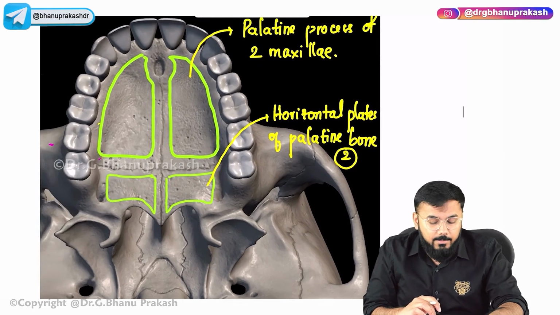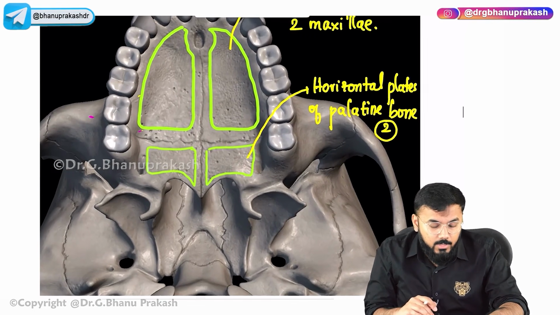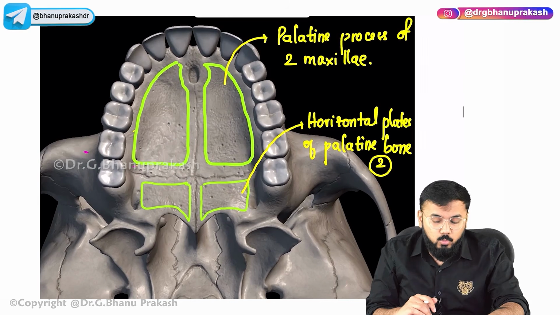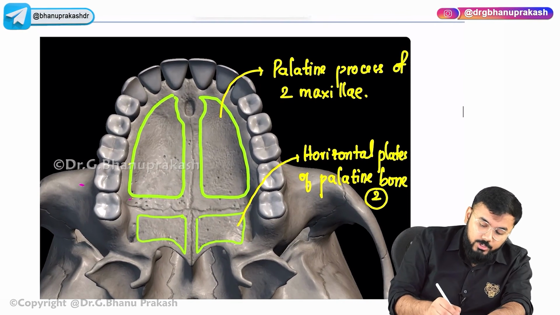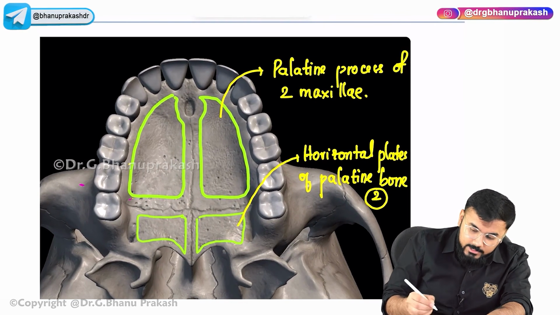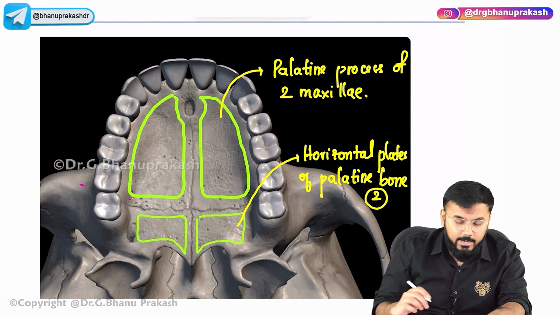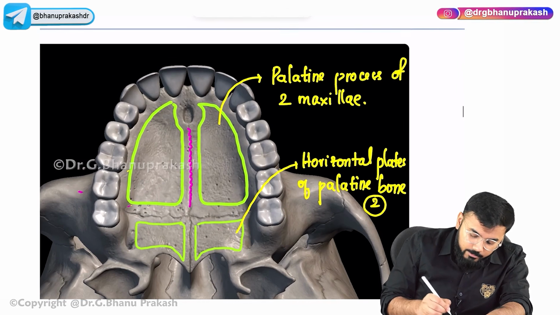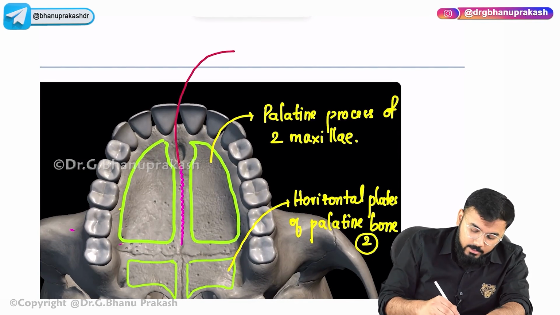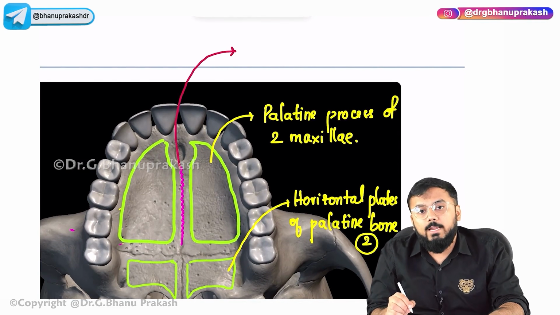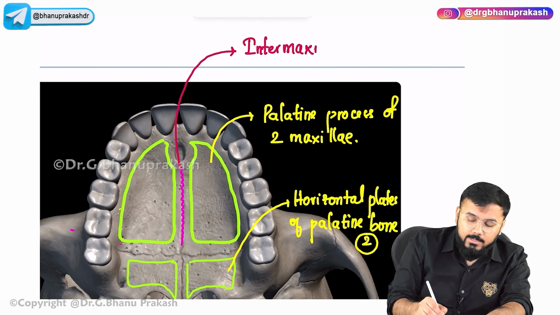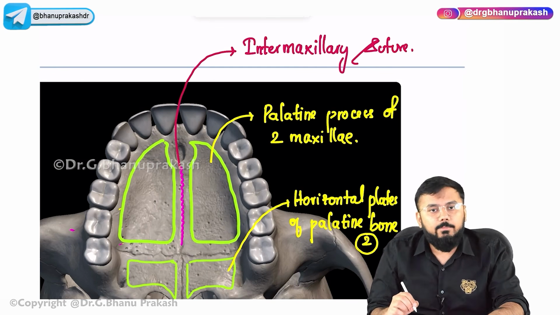Here also there are two palatine processes of the maxillae. Now between the two palatine processes of the maxillae, you have a suture. You see a line that is located in the center, right? This particular suture located in between both of them, what do you call it? Intermaxillary suture. You call it the intermaxillary suture.